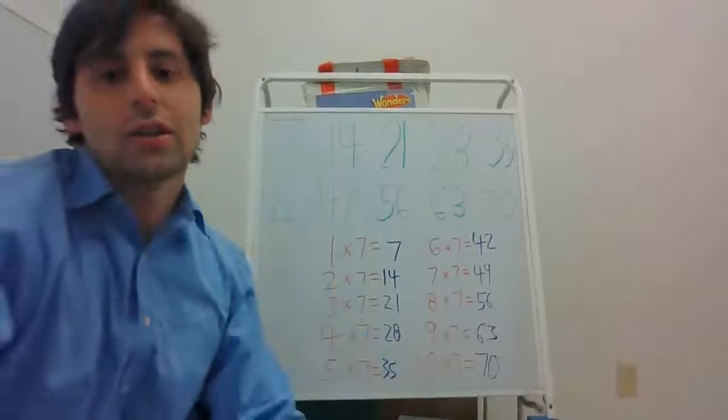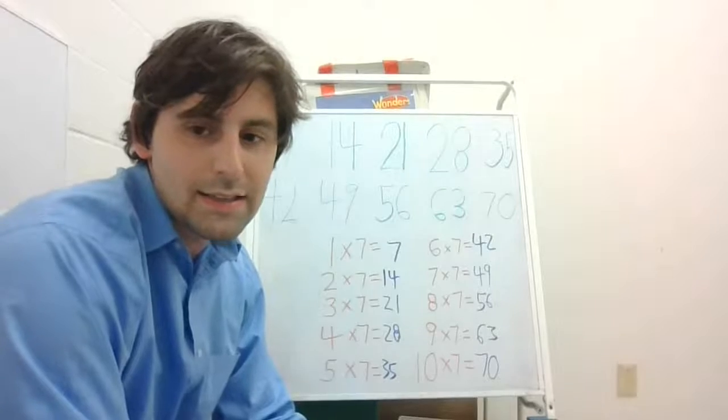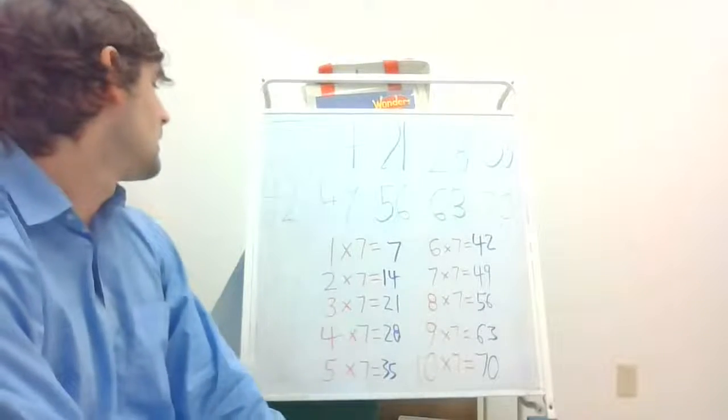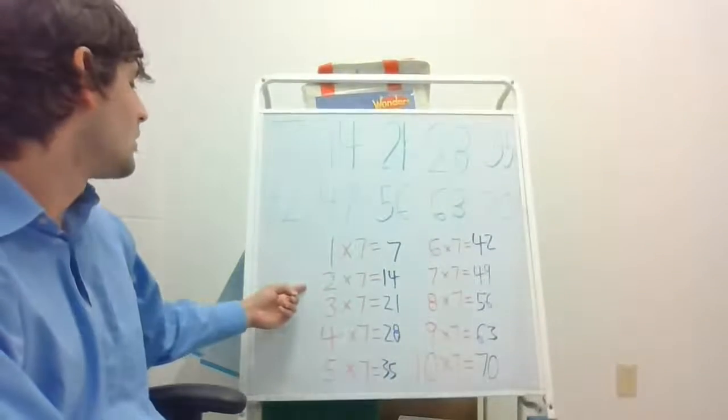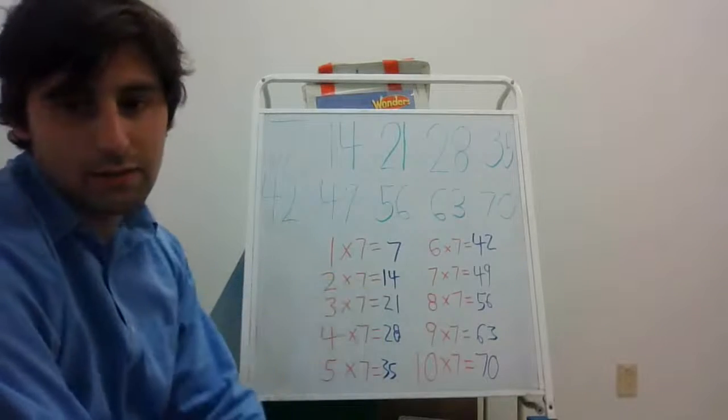Very good question. Awesome question. Yes. 7 times 2 is the exact same as 2 times 7. It doesn't matter what order you write the numbers in, whether you write 7 times 2 or 2 times 7, the answer will still be 14. Very good question.